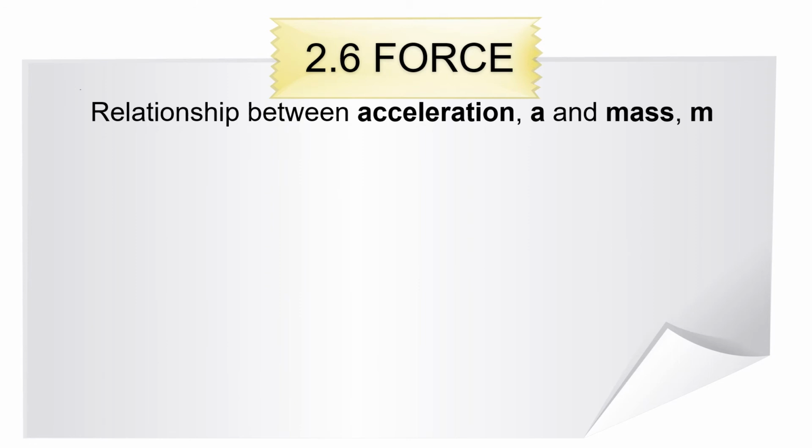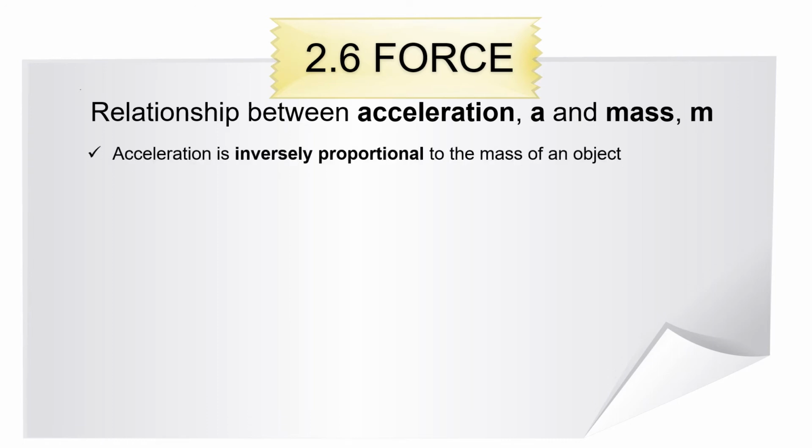Next is about the relationship between acceleration a and mass m. So, what is the relationship between acceleration and mass? Acceleration is inversely proportional to the mass of an object when force is constant.